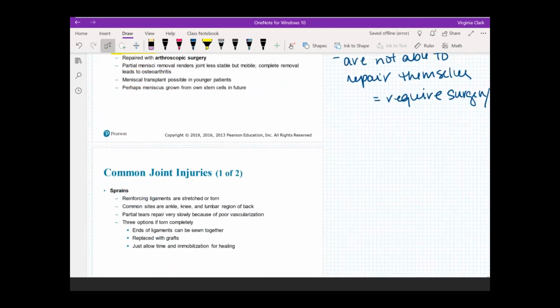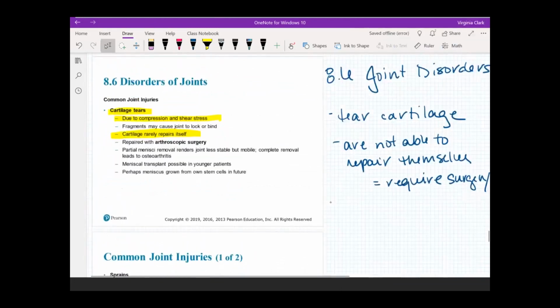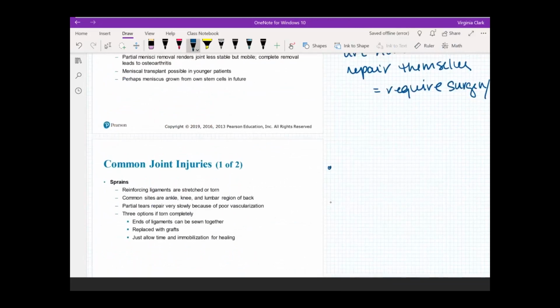Another common joint disorder is going to be a sprain. Not a strain, but a sprain. A sprain involves the reinforcing ligaments. The ligament itself is usually going to be stretched, and it's painful. It may also be torn. These are the reinforcing ligaments that go around the synovial joint. It could be stretched or torn.